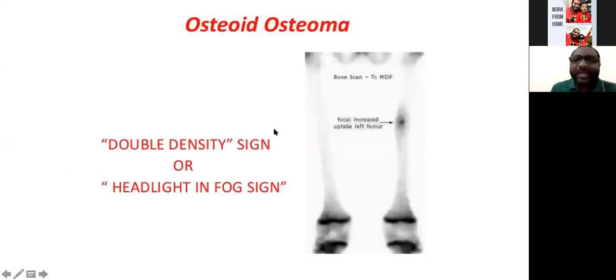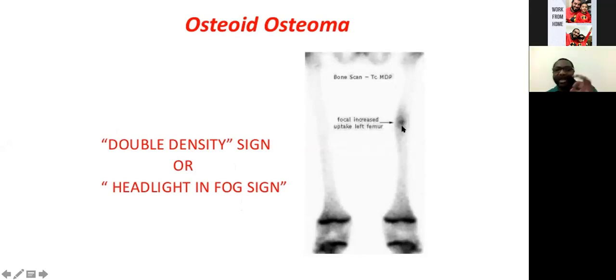The most common benign bone lesion that we encounter in clinical practice is osteoid osteoma, and it has a typical appearance in a bone scan. This is a static view of a young individual. He's young because you can see the growth plate in the femur. But what you can see is this focal uptake with a surrounding low intensity uptake, and this is called a double density sign.